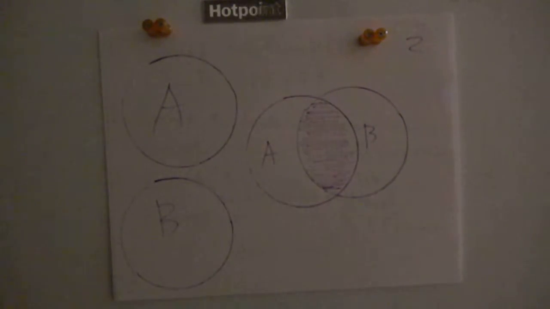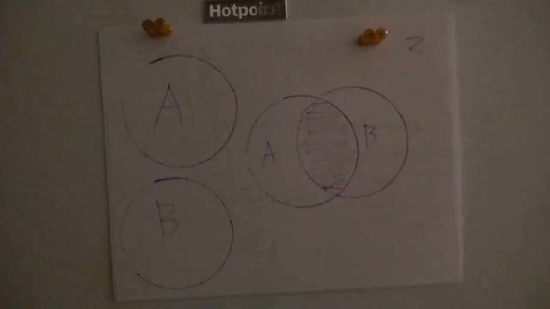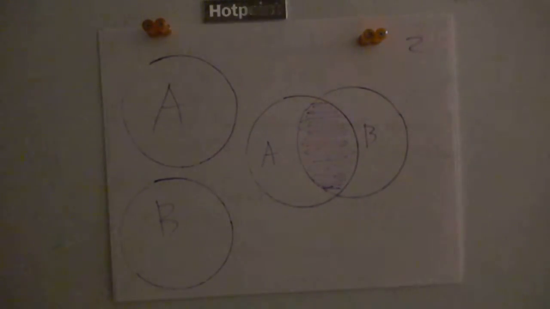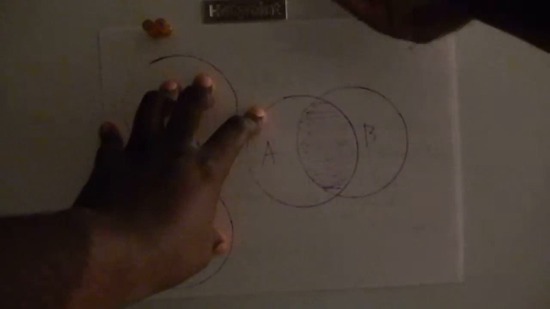Here we see an example of mutually exclusive and conjoint. In other words, A and B are mutually exclusive because they share nothing in common in the first example. Whereas in the second example, in this Venn diagram, there's an intersection, so A and B are not mutually exclusive, but rather they're conjoint.